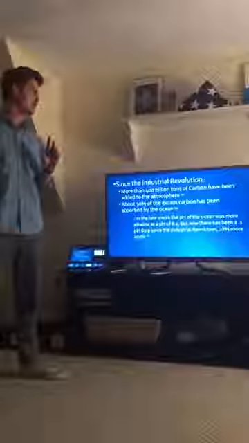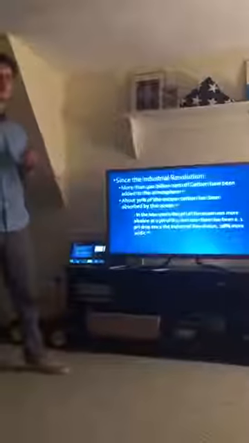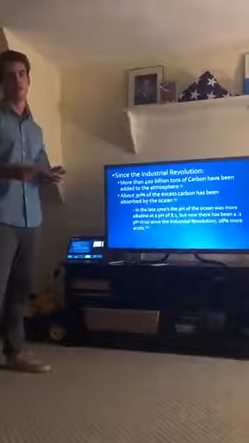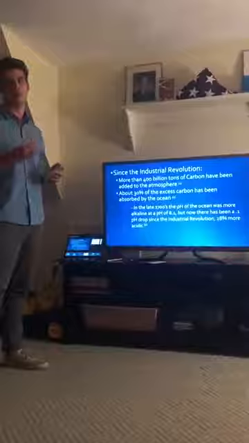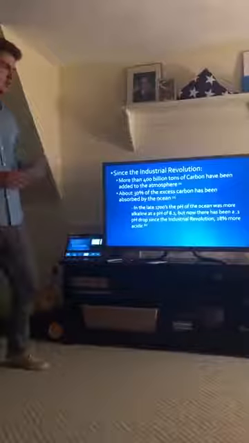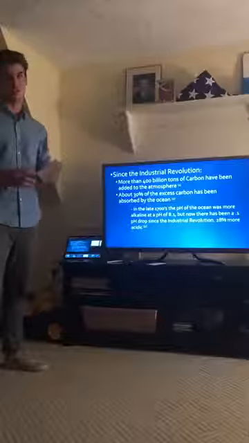Ever since the Industrial Revolution, more than 400 billion tons of carbon has been added to the atmosphere. And about 30% of this excess carbon has been absorbed by the ocean, which is 120 billion tons of carbon. This is due to the fact that we are burning fossil fuels at a record rate, the amount of cement that we are producing, and other human activities such as cutting down trees and other things that are harming the environment and furthering climate change.